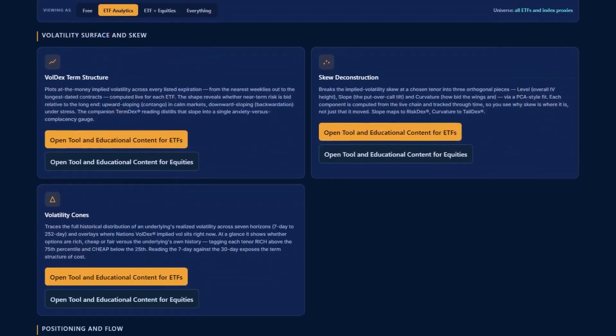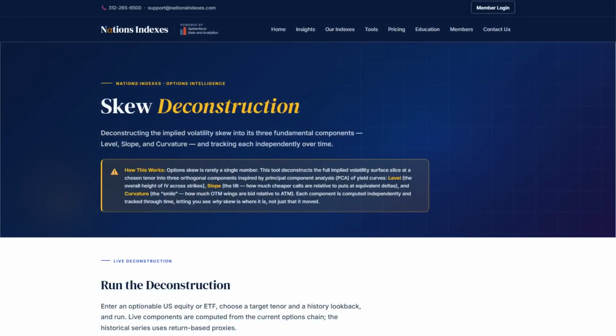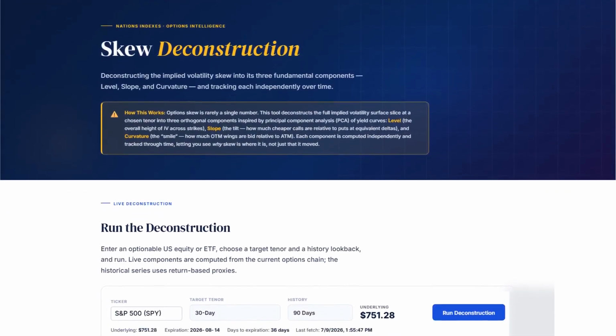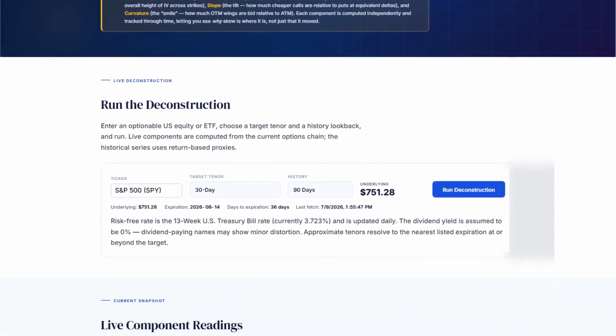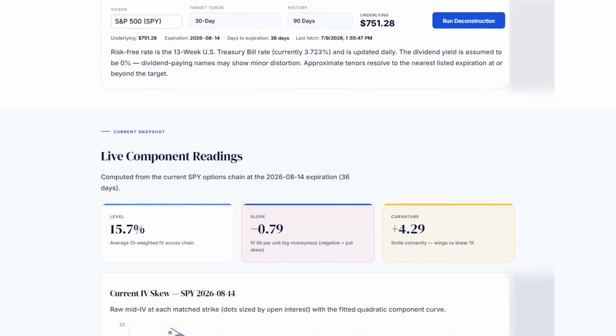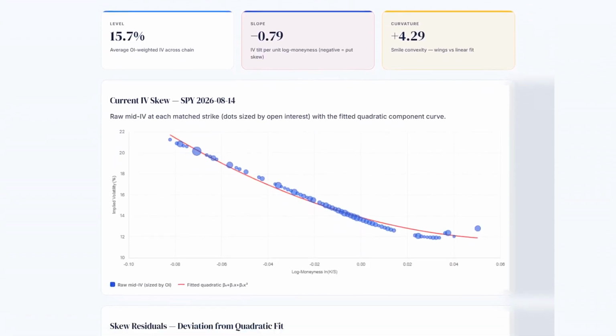Skew deconstruction breaks the volatility skew into three clean pieces: level, slope, and curvature. So you see why skew moved and how it moved, not just that it moved. Slope maps to RiskDex, our fear versus greed ratio. Curvature to TailDex. When one component is stretched, there's usually a trade on the other side.